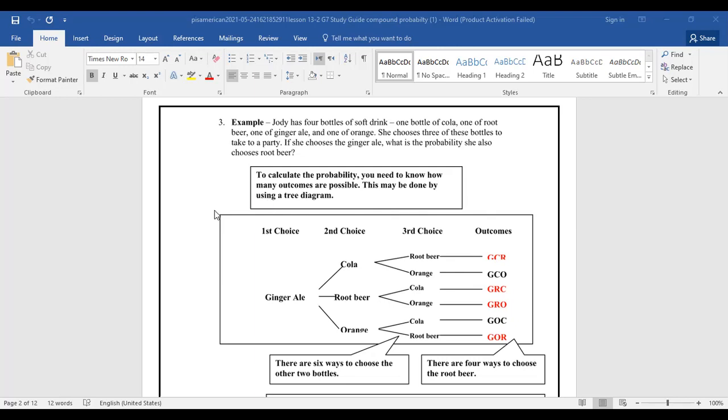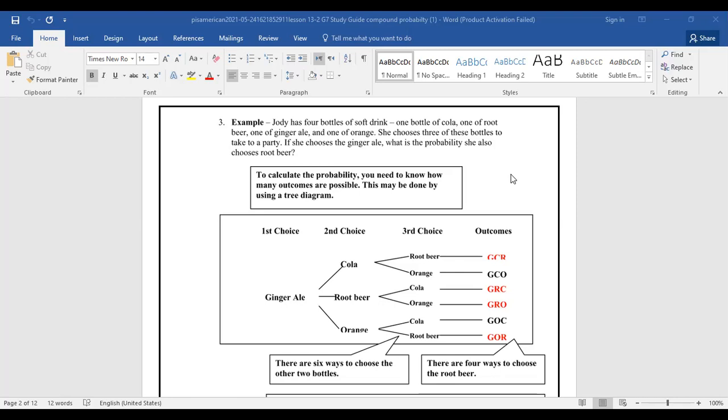If I want to calculate now the probability to choose root beer, check here. How many times did you choose root beer? Where can you find the letter R here? In the first, third, fourth, and sixth, right? So we can find it 4 times. So the probability will be 4 out of 6.